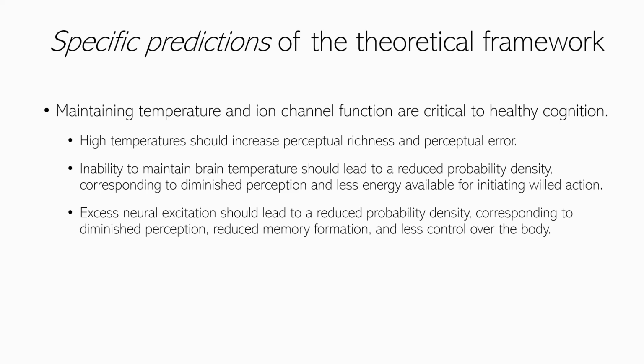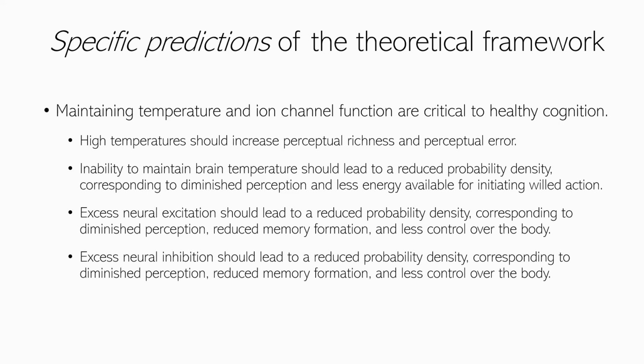An excess of neural excitation, for example in the case of epilepsy, should lead to a reduced probability density. That should correspond with diminished perceptual content, less information being available to parse, and so reduced memory formation during these events, and less energy being recovered by the system to prompt signaling outcomes. So you just have this rigid deterministic behavior.